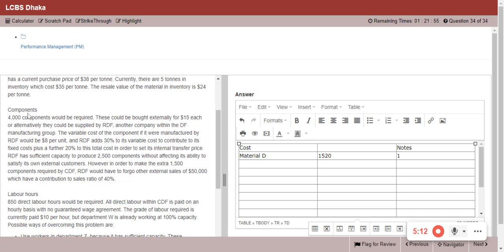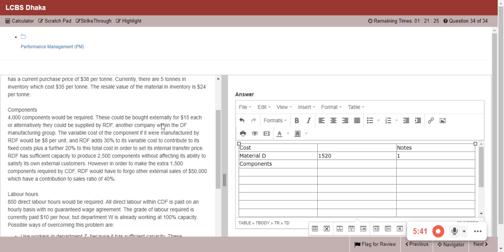Now let's come down to components. Okay, the components: 4,000 components would be required. This could be bought externally for $15 each, or alternatively they could be supplied by RDF. So now we have two options: either we can buy from an external supplier or we can buy it internally.